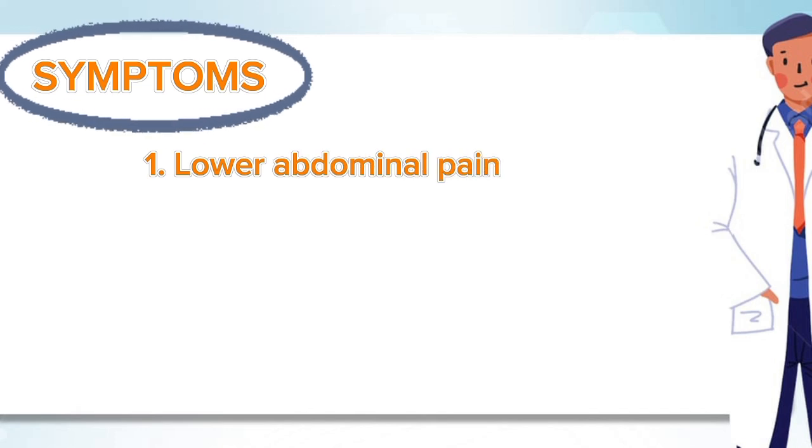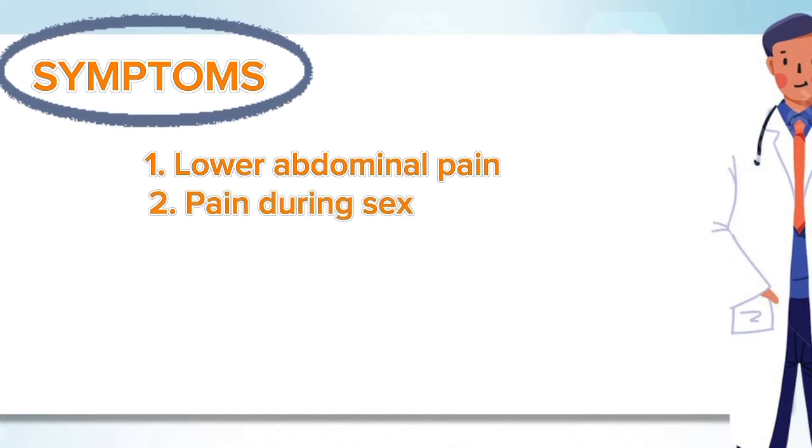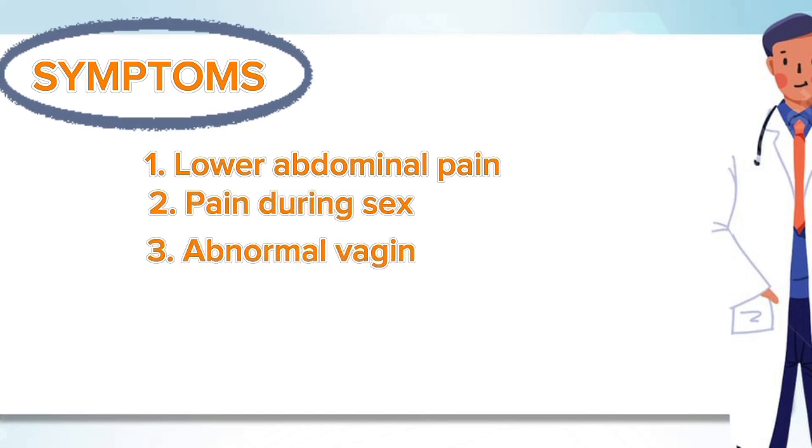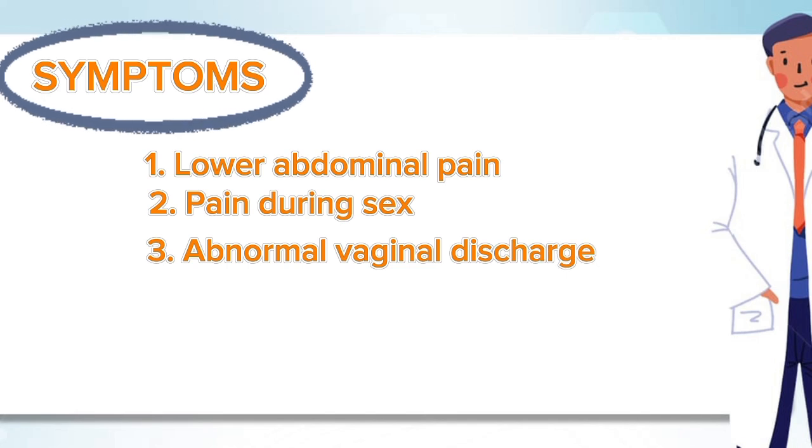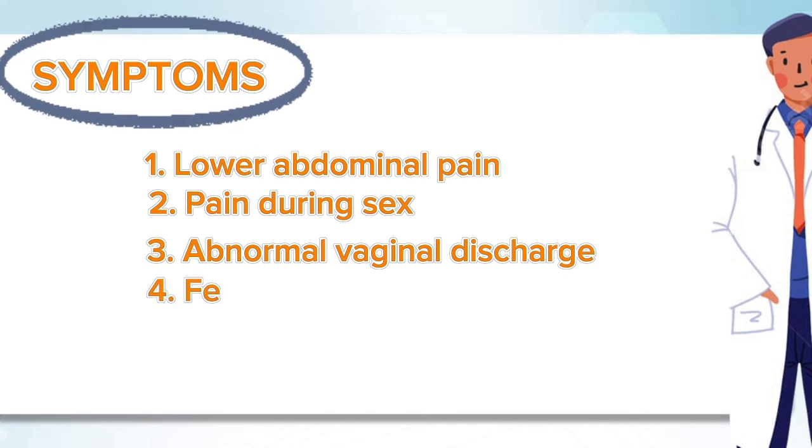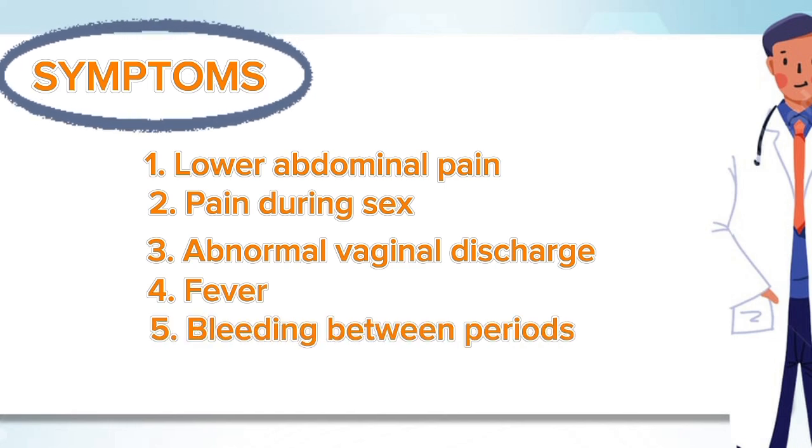This is often the most prominent symptom and may be severe. Pain during sex. This is another common symptom. Abnormal vaginal discharge. This may be unusual in color, odor, or amount. Fever. This is a sign of infection. Bleeding between periods. This is also a sign of infection.